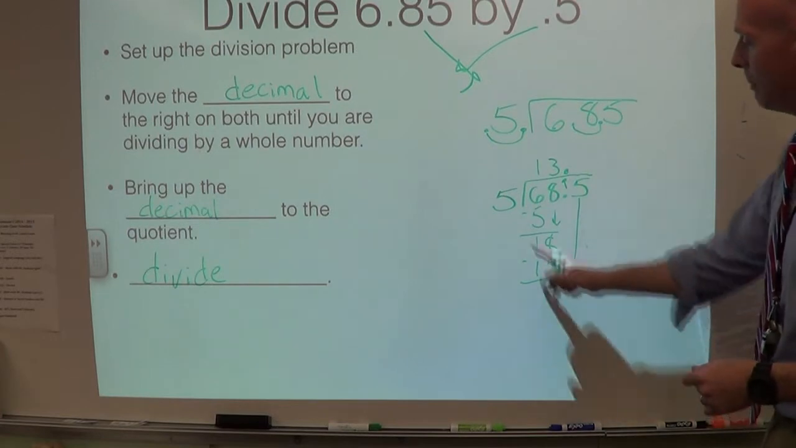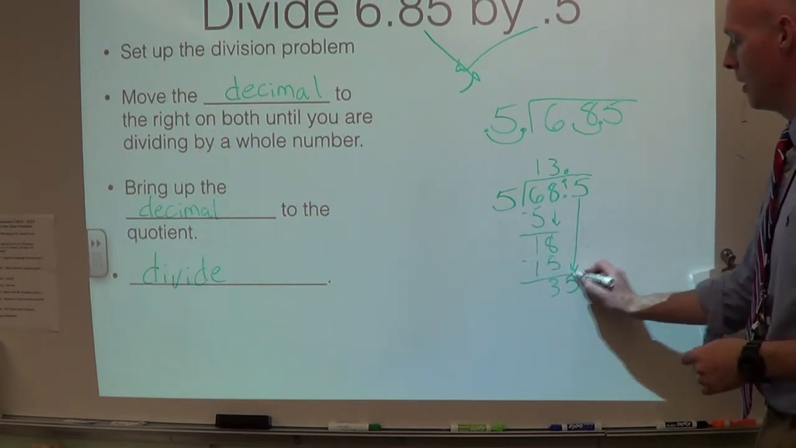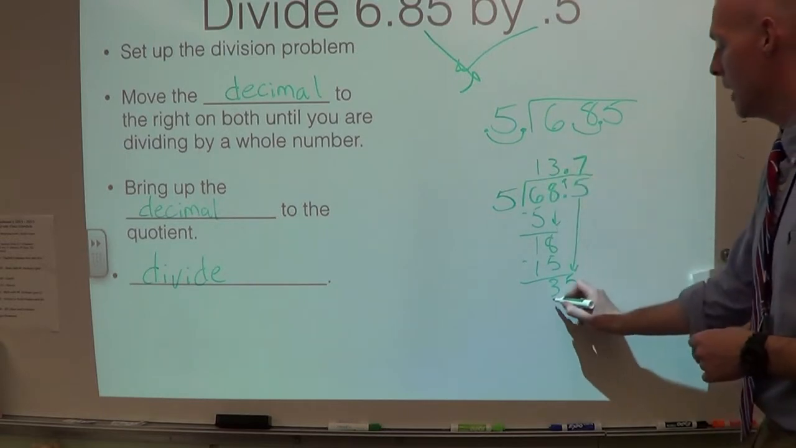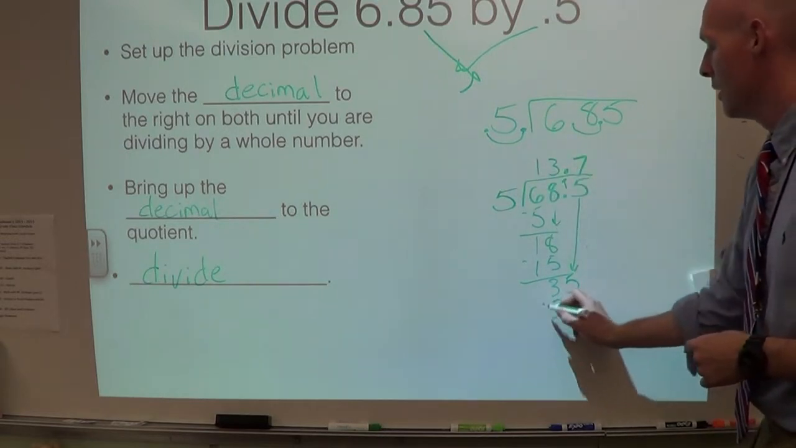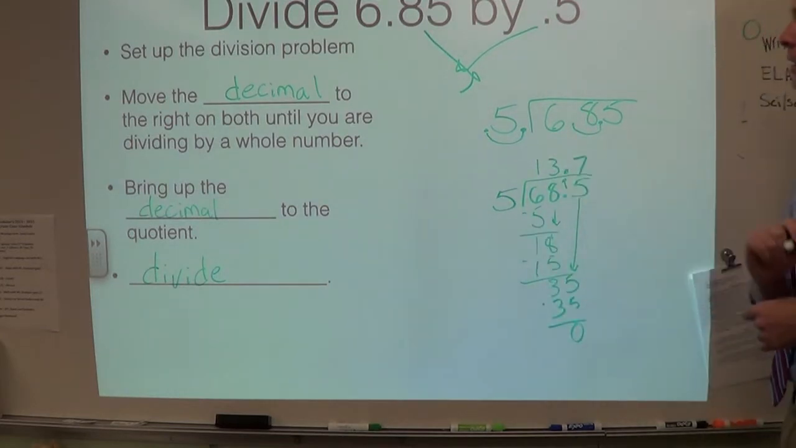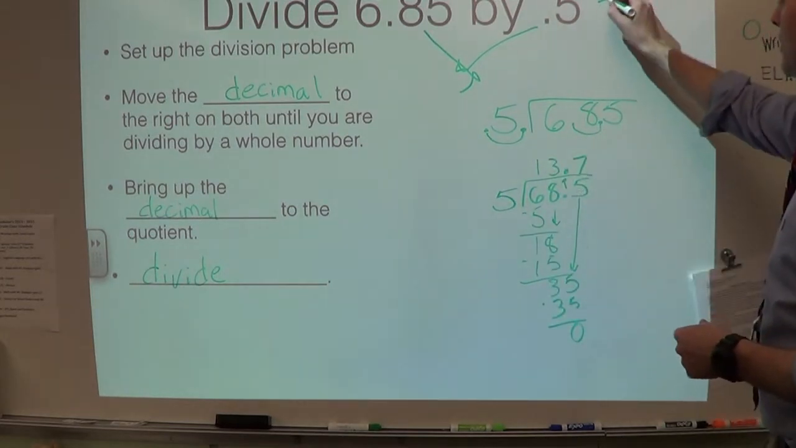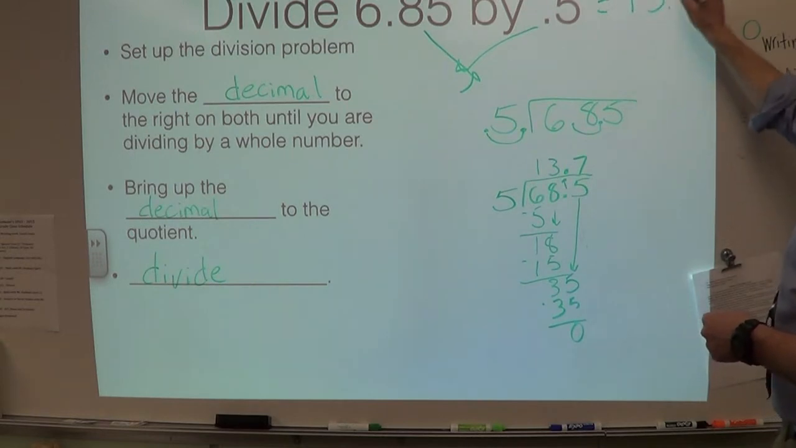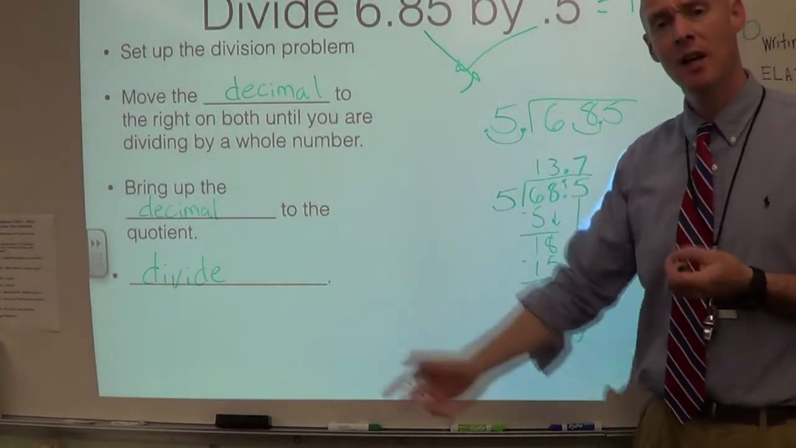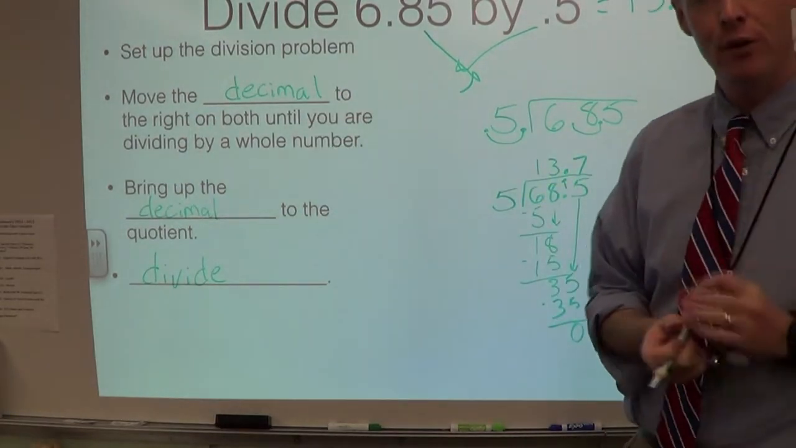So now, last step, how many times does 5 go into 35? And of course, it's 7 times. 7 times 5 is 35. Subtract, and we are at 0. Nothing left to bring down. We are at 0. Good. So my answer is 13 and 7 tenths. Okay, just follow these steps, and we'll do a few examples, and I'll have you do a few.